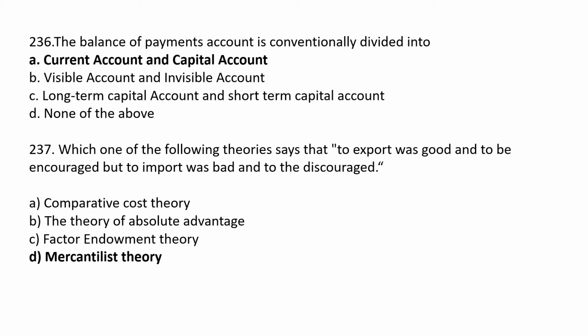Which one of the following theory says that to export was good and to be encouraged but to import was bad and to be discouraged? Option A comparative cost advantage theory, option B the theory of absolute advantage, option C the factor involvement theory, option D mercantilist theory. The correct answer is option D mercantilist theory.